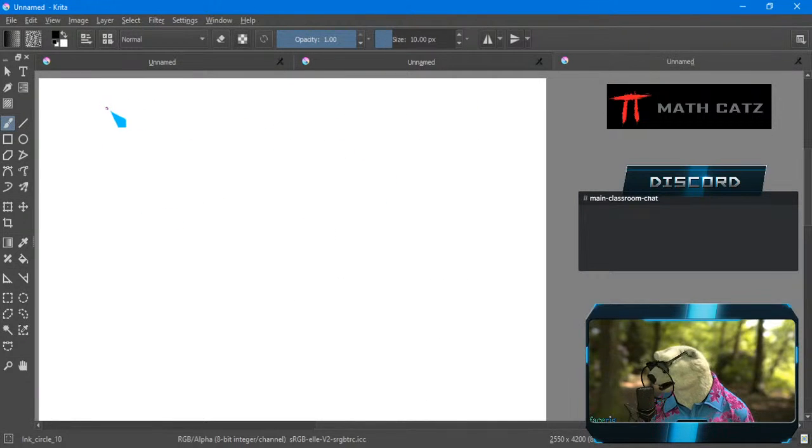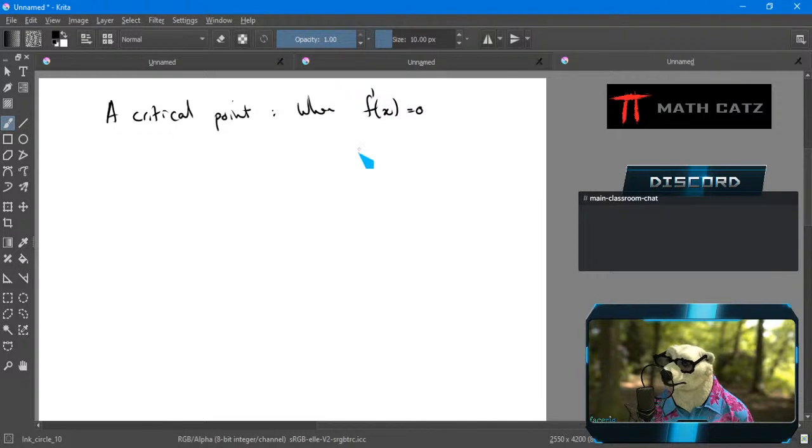So let me just classify that. A critical point, I won't be too fancy with this definition, is when my derivative is equal to 0 or my derivative is undefined. So those two situations could give me a critical point. And I always check those two.